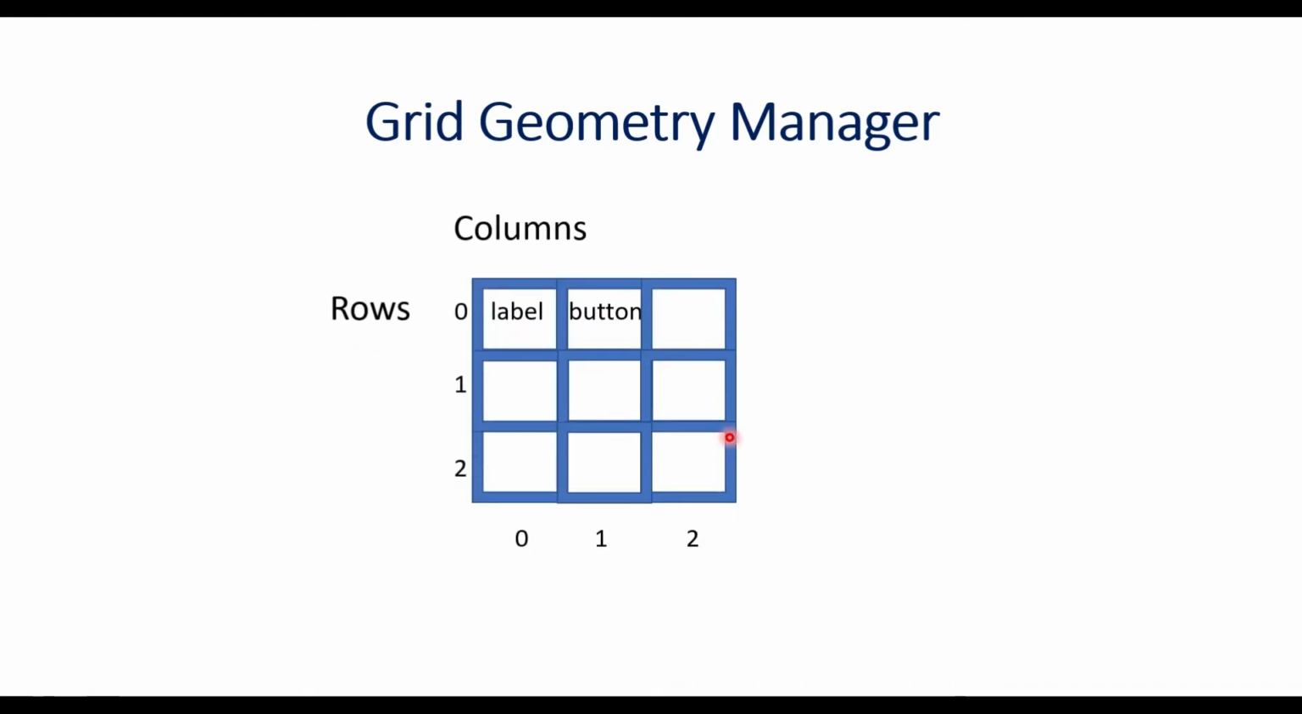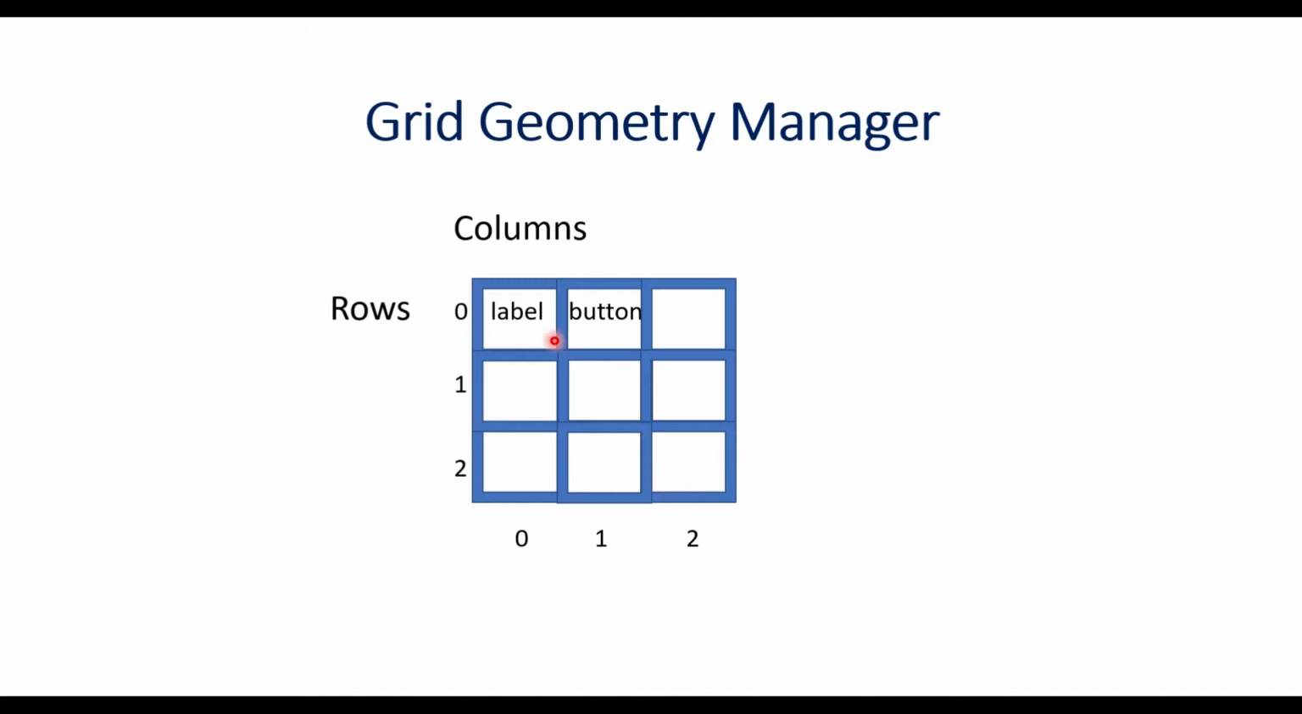So here, as you can see, we have a grid, and in the grid we have horizontal cells. These horizontal cells are called rows, and we have vertical cells. These vertical cells are called columns. Each row has a specific number. This is row 1 having row number 0. This is row 2 having row number 1, and this is row 3 having row number 2. Same is the case with columns. This is column 1 having column number 0, this is column 2 having column number 1, and this is column 3 having column number 2.